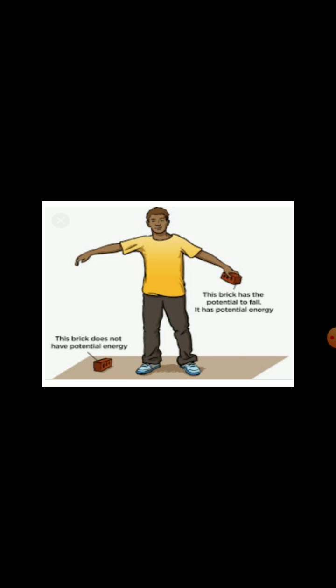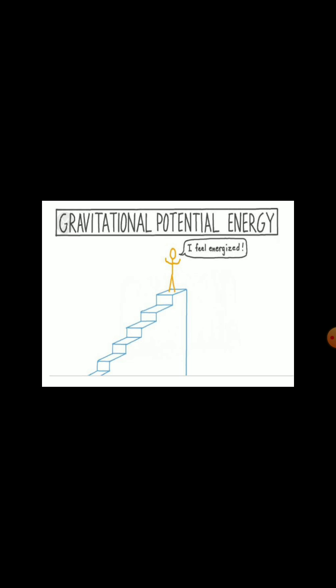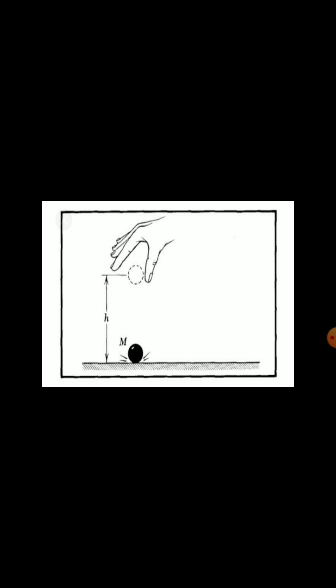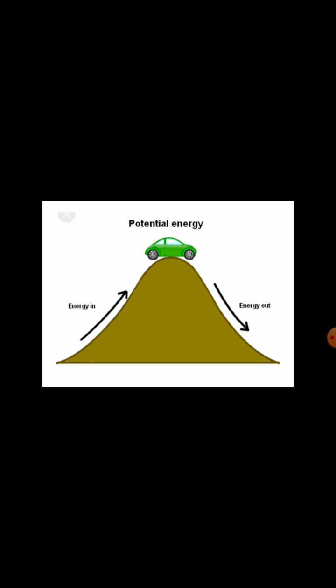Now look at this diagram. A boy takes a brick upward, and it stores potential energy, and when the brick is released, it is converted into kinetic energy. When a man moves upward on stairs, he stores gravitational potential energy. When you take a ball in an upward direction, you store gravitational potential energy, and when you release it, it is converted into kinetic energy.